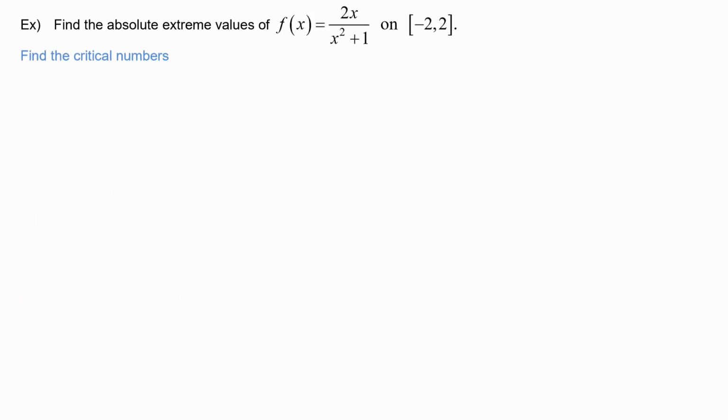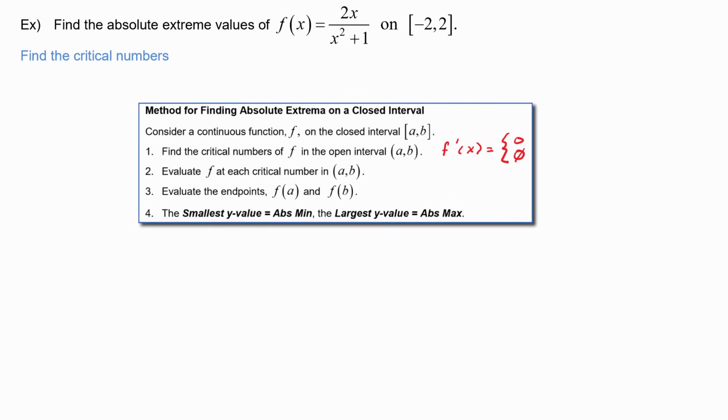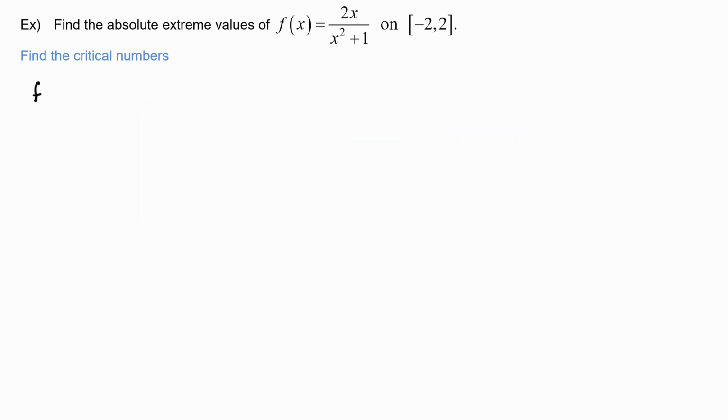Find the absolute extreme values of f of x equals 2x over the quantity x squared plus 1 on the interval from -2 to 2. Now, step 1 tells us to find the critical numbers of f. We know that in order to do that, we have to take f prime and set it equal to 0 or does not exist. So let's first find this derivative, f prime of x.